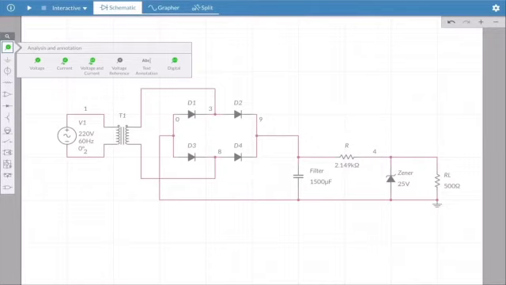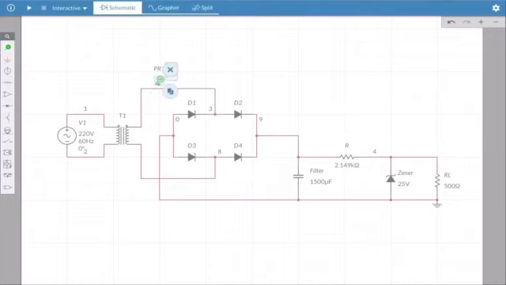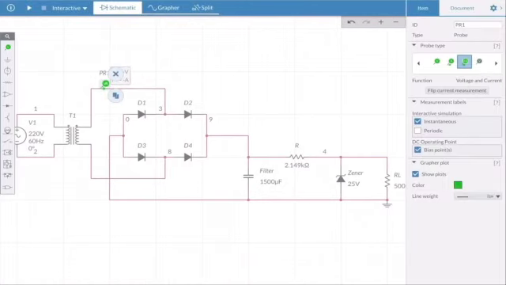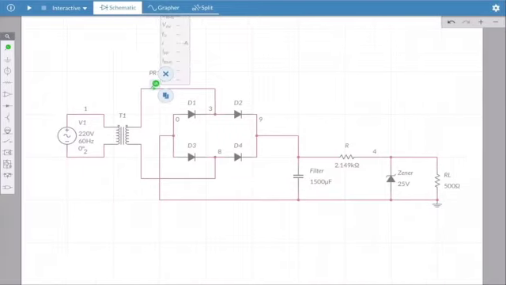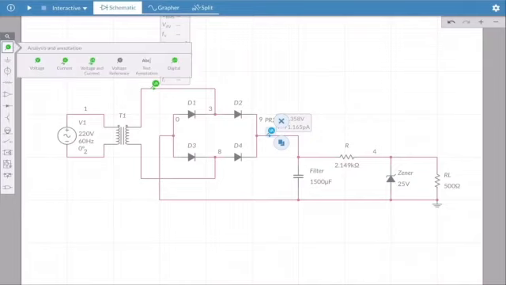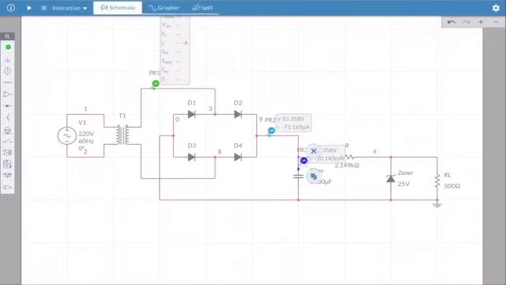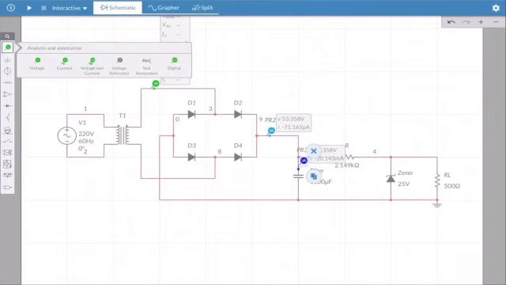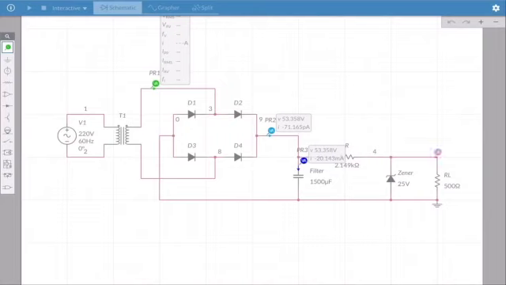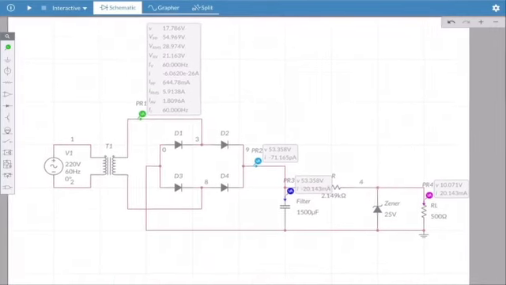So first, we will attach the voltage and current probe here to find the value for the transformer and set it to periodic. Next is to find the rectifier. We'll attach again the voltage and current probe. And for the filter, and lastly for the regulator and output. And now we got the values.